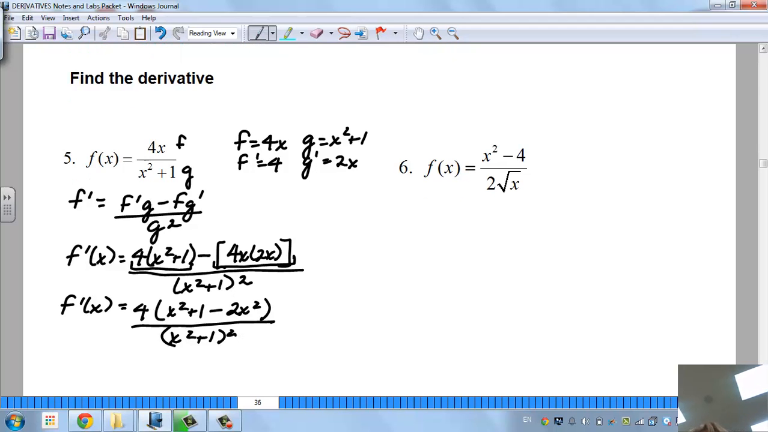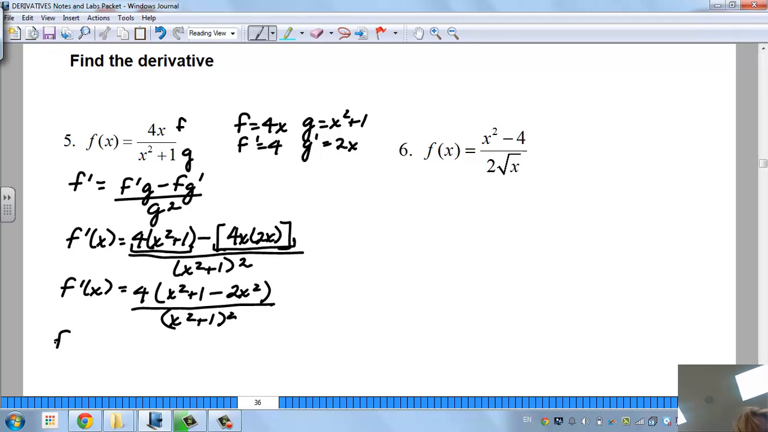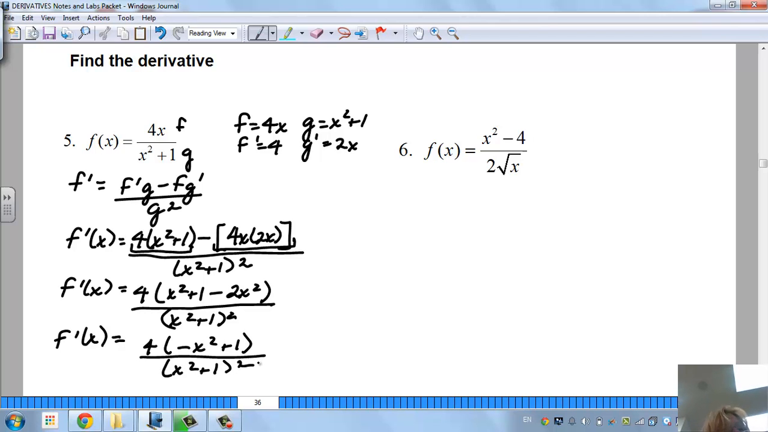Now let's look at how we can make this look a little nicer. And so this is going to be 4 times a negative x squared plus 1 all over x squared plus 1 squared. So I wouldn't ever multiply the denominator out. Don't do that, because if you can factor something, leave it in factored form.